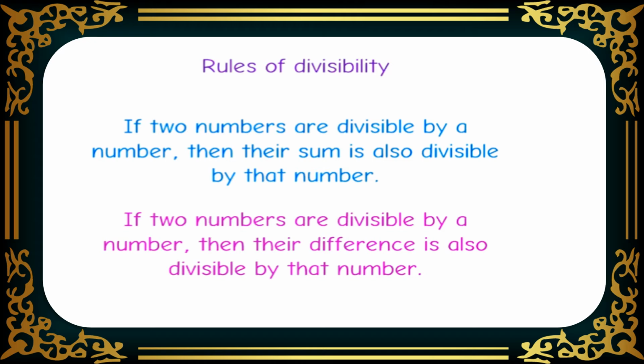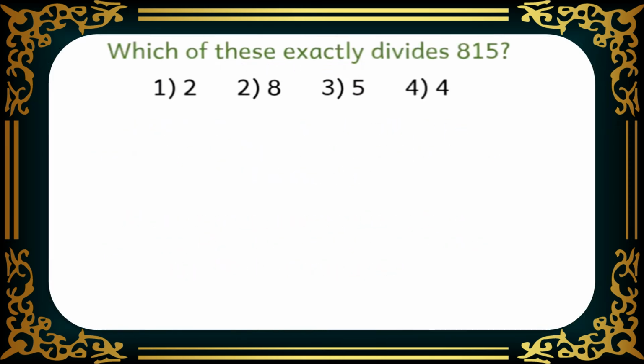If two numbers are divisible by a number, then their sum is also divisible by that number. अगर दो नंबर divisible हैं by एक नंबर से, then their sum is also divisible by that number. उनको जब ऐड करेंगे तो वो भी divisible होगा उस नंबर से. If two numbers are divisible by a number, then their difference is also divisible by that number. उनके बीच का जो difference होगा वो भी divisible होगा by that.